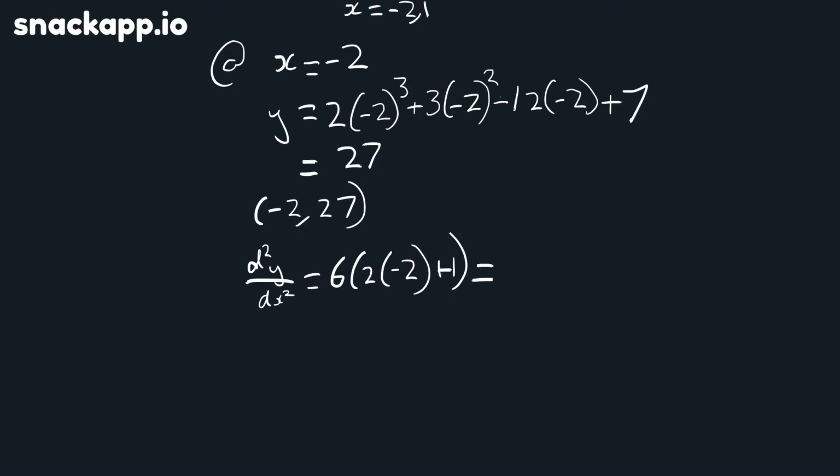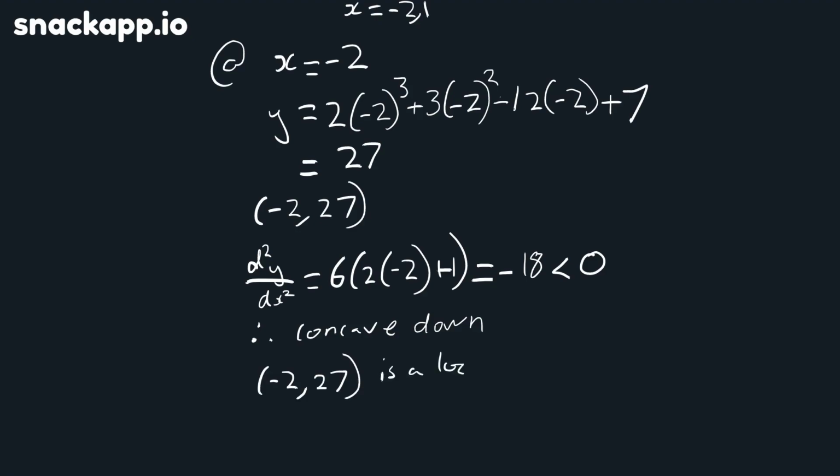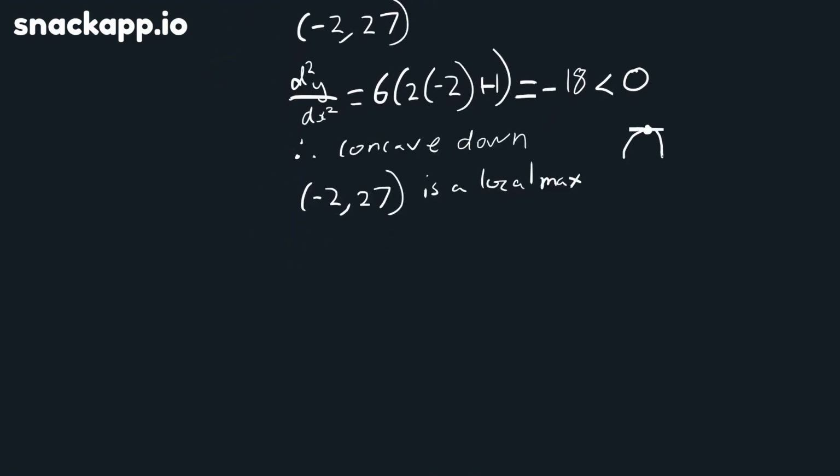And that just comes to negative 18, which is less than 0. So therefore, it's concave down. And we can say that (-2, 27) is a local maximum. And that makes sense, right? Because if it's concave down like so, it's a maximum point that we have at this stationary point here, okay? All right, let's do the other one.